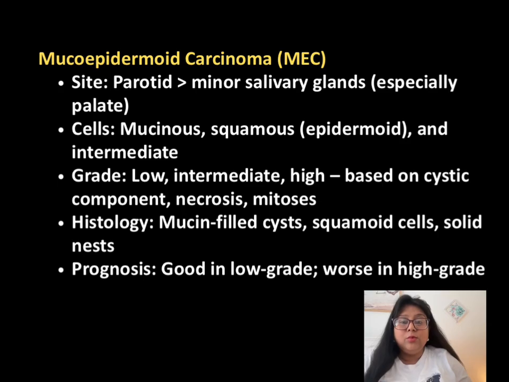So let me start with the most common malignant salivary gland tumor, mucoepidermoid carcinoma. It affects the parotid gland more than it affects the minor salivary glands, and when it affects the minor salivary glands, it especially affects the palate. The cells are of three types: mucinous, squamous, and intermediate. It is categorized into low, intermediate, and high grade based on cystic component, necrosis, and mitosis. Histologically, you will see mucin filled cysts, squamoid cells, and solid areas. Prognosis is good in low grade and worse in high grade.